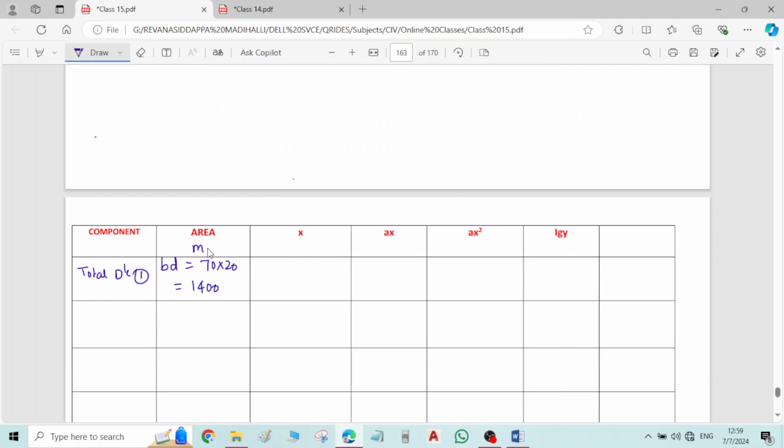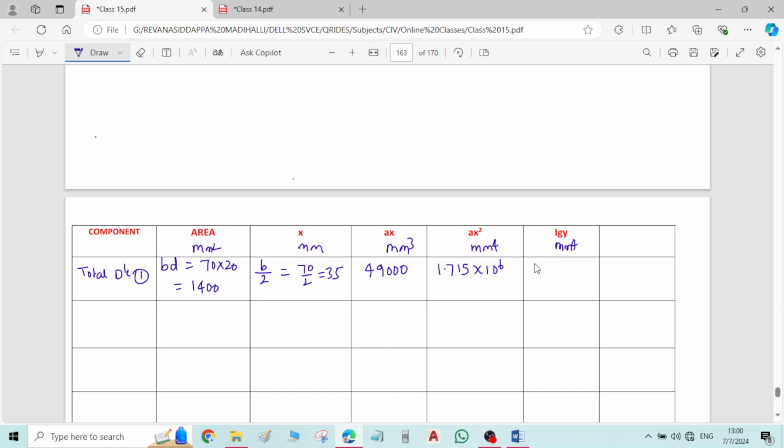The units are mm square, mm cube, and millimeter raised to power 4. Coming to the x value for the rectangle, it is b by 2 always. 70 by 2, 35 mm. Ax, if you multiply, you will get 49,000. Ax square, you will get 1.715 into 10 power 6. Please cross check the answers.